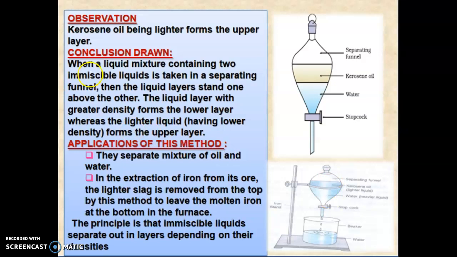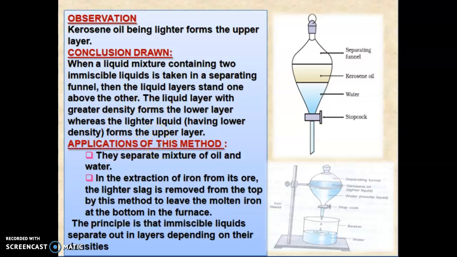So what is the conclusion? When a liquid mixture containing two immiscible liquids is taken in the separating funnel, then the liquid layers stand one above the other. The liquid layer with a greater density forms the lower layer, whereas the lighter liquid having a lower density forms the upper layer.